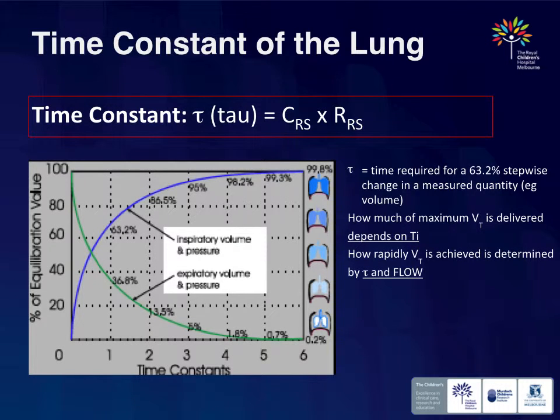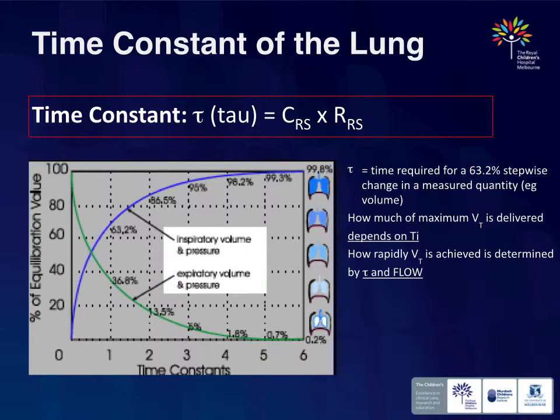Fundamentally for us at the bedside, what it means is that this exponential relationship can be used in our head to get the right I times. Okay? So time constant talks about the time it takes. One time constant is the time it takes for 63% of a volume change to occur when you apply a change in pressure.